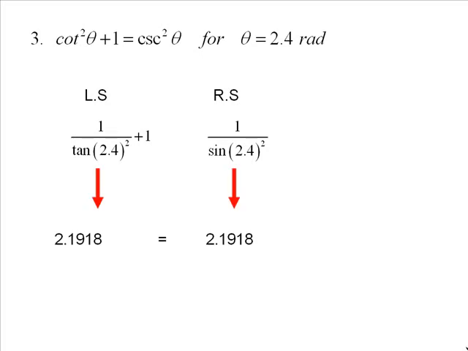So when you push it through, 1 divided by tan of 2.4 all squared, make sure you close that bracket, then plus 1 will give you 2.1918 to 4 decimal places. And then the right side, 1 divided by the sine of 2.4 close bracket squared would give you 2.1918. So we did it. This thing is verified even for this more awkward value.